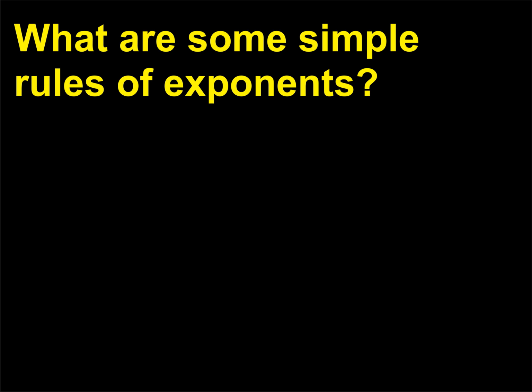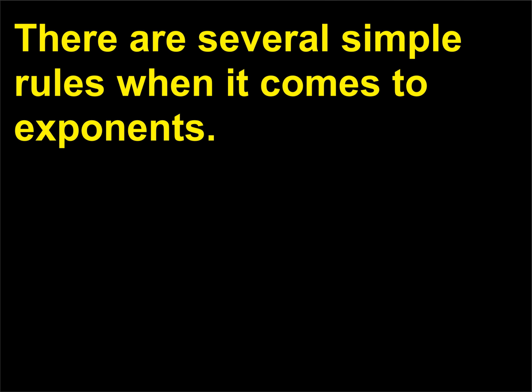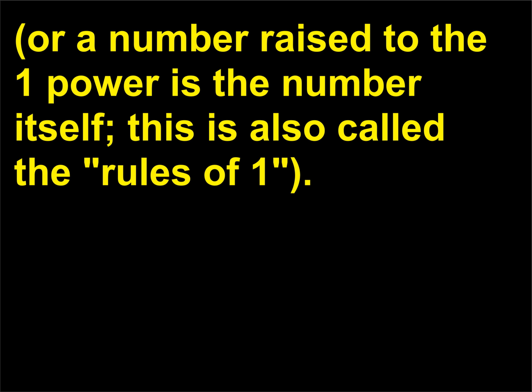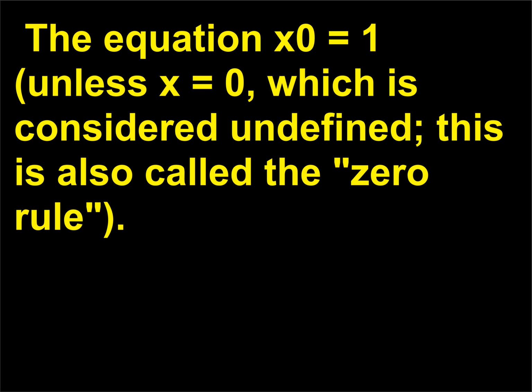What are some simple rules of exponents? There are several simple rules when it comes to exponents. These include the following: the equation x^1 equals x, or a number raised to the 1 power is the number itself. This is also called the rule of 1. The equation x^0 equals 1, unless x equals 0, which is considered undefined. This is also called the zero rule.